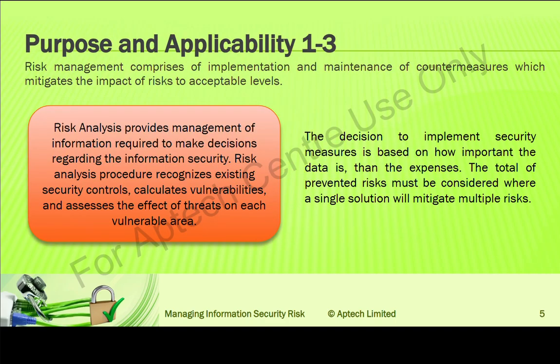And then purpose and applicability. What are the purpose and applicability? Risk management comprises implementation and maintenance of countermeasures which mitigate the impact of risk to an acceptable level. When we have risk to our IT infrastructure and information systems, there is a minimum acceptable security level to implement. There is a minimum percentage of risk that should be accepted. If not, you have to do something about it.